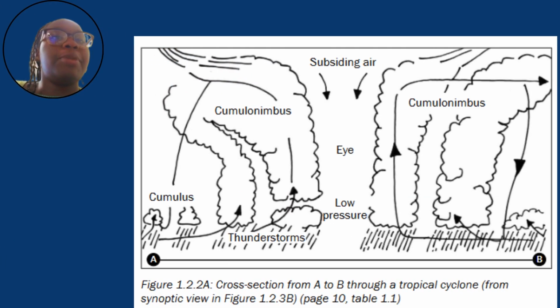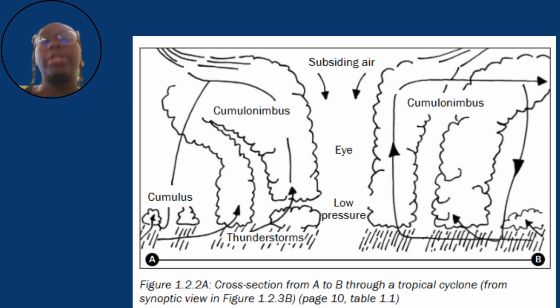Alright, so this image sort of shows you the cross section that you can expect through a tropical cyclone. So you can see there's two regions there. A bit further to the left, we have cumulus clouds, which would give you sort of lighter rains.